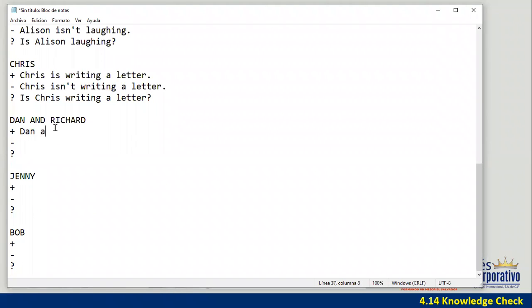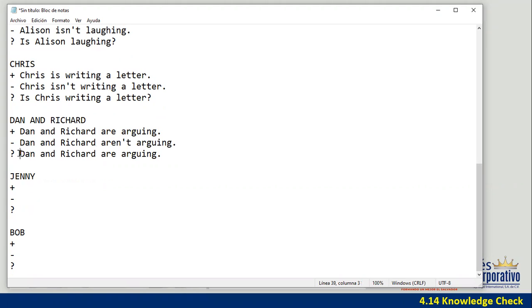What about Dan and Richard? ¿Qué están haciendo ellos? ¿Cómo digo están discutiendo en inglés? Digo arguing. Then negative: Dan and Richard aren't arguing. Y luego la pregunta: Are Dan and Richard arguing?